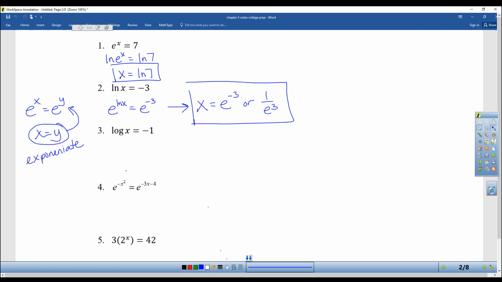Now, sometimes you can't see what the base is, so remember that if you can't see it, it's base 10. So again, I'm going to exponentiate: 10 to the log base 10 of x is equal to 10 to the negative 1. So if you weren't fully grasping this in the last couple sections, you really need to get it today, that if you have a base 10 and then a log base 10, they undo each other. So on this whole side, that becomes x. And on this side, I have 10 to the negative 1, which is 1 over 10 to the positive 1, which is just either 1/10 or 0.1.